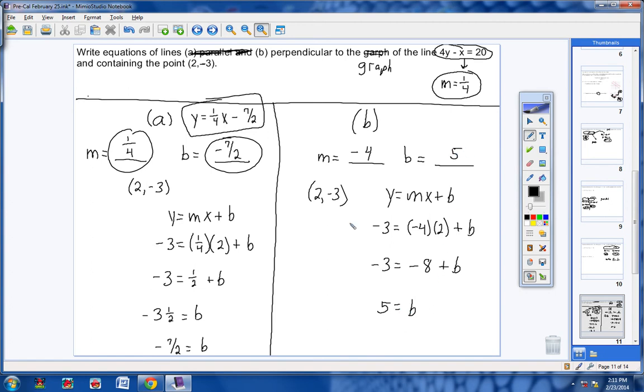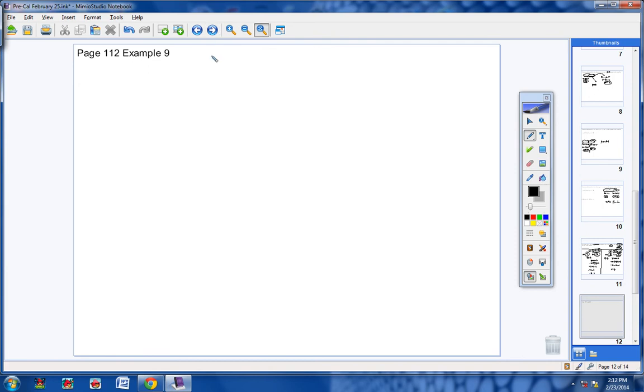5 equals b. So it looks like to me I know the slope, I know the y-intercept, so I'm ready to write my linear equation. Y equals -4x plus 5. There you go. We did it. Not too bad. But you're learning to apply all of this slope information and parallel and perpendicular line information into problems. Okay? One more problem, I believe, and then we're finished for the class period.